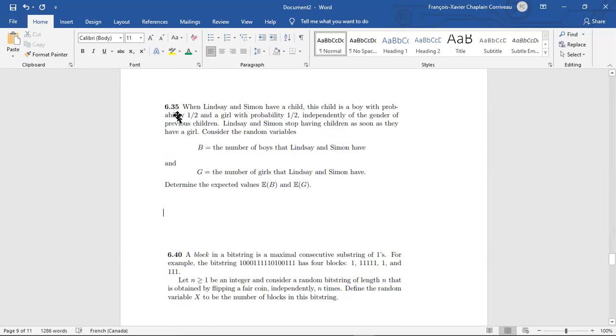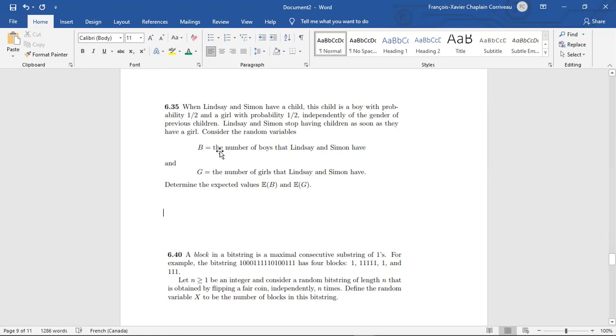So anyways, let's bring it down a notch. We are back to Lindsay and Simon, who have a child. This child is a boy with probability a half and a girl with probability a half, independently of the gender of the children. They stop having children as soon as they have a girl.